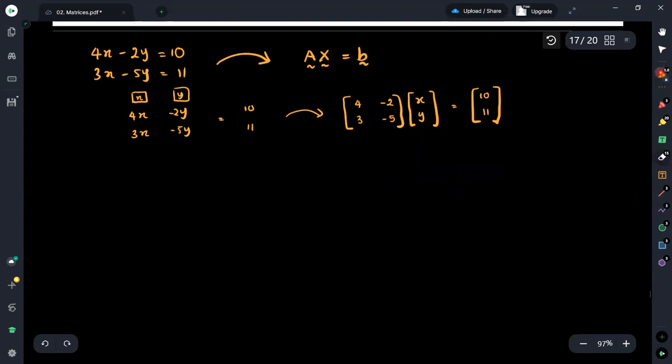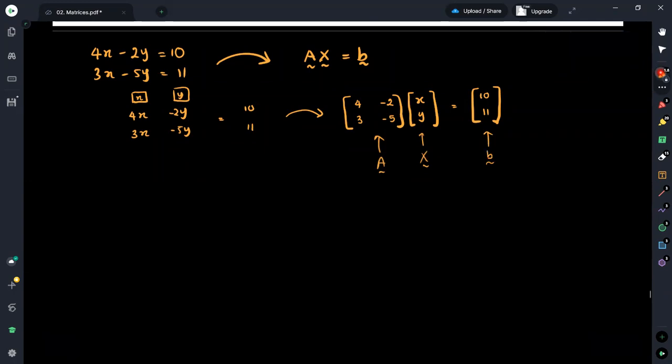Now, if I use these values, this is the matrix A. This is what we are considering as vector X, and this is the constant matrix. Now we need to obtain the values for x and y, but prior to obtaining them, we need to check whether the system has finite solutions or not.